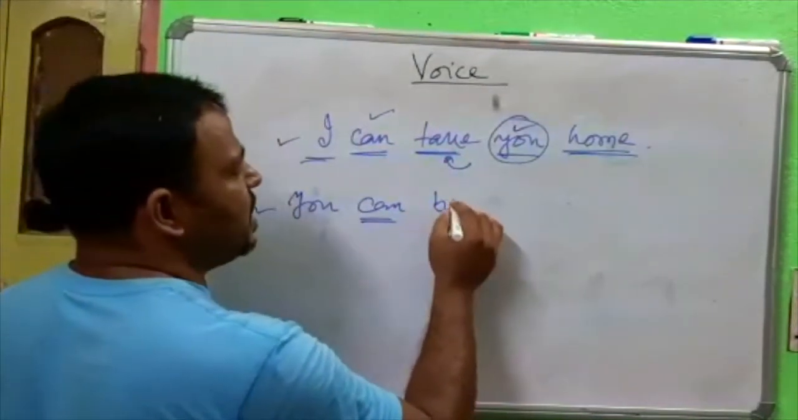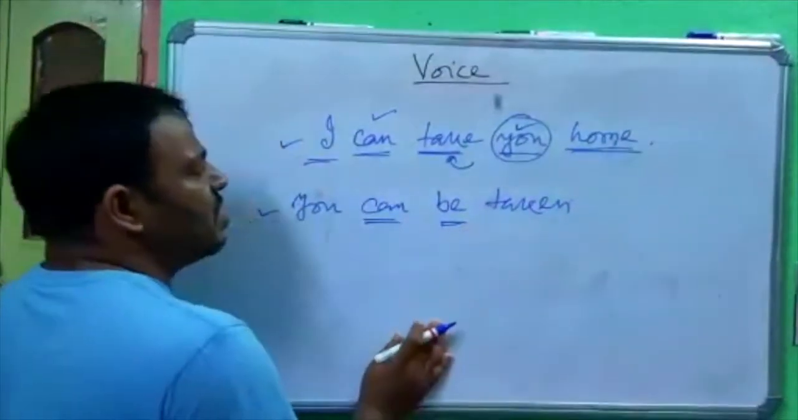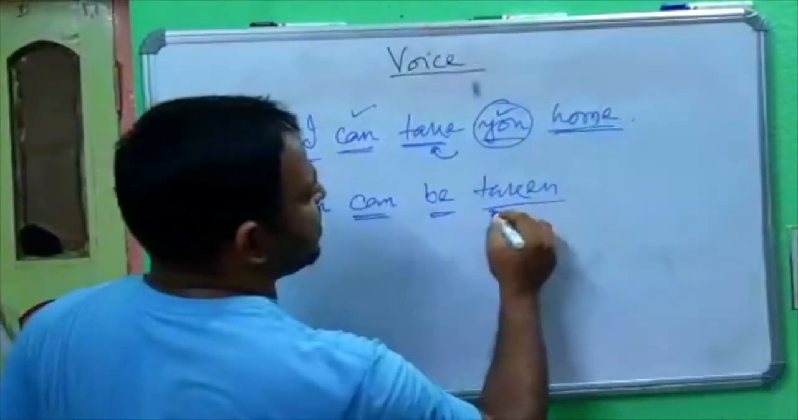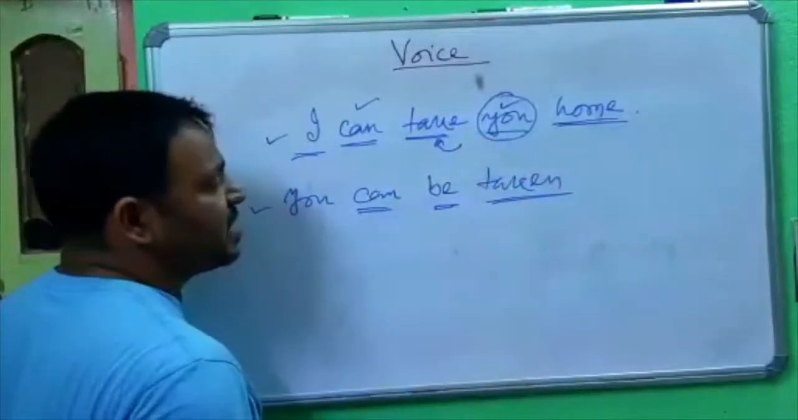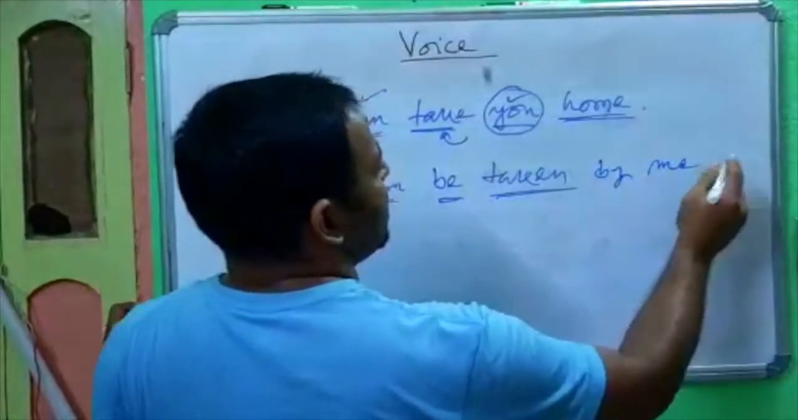So can be, the direct form of the be verb, that is be. The finite verb is the past participle form of the verb take, that is taken, by me.